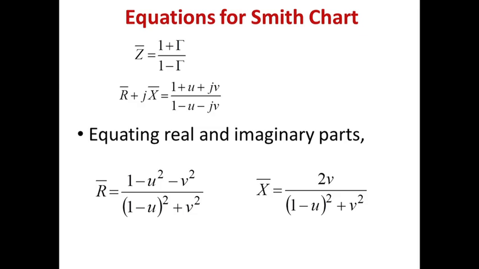So let us see the equation again, z bar is equal to (1 plus gamma) by (1 minus gamma). Now we are inverting this, because we are saying that the Smith chart is the plot or locus of gamma for constant z.